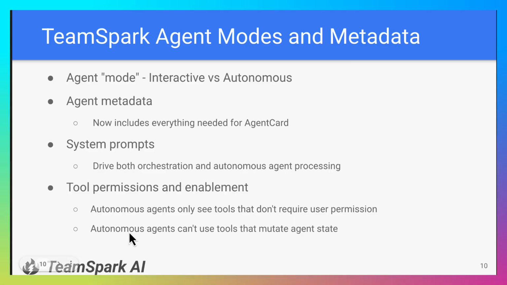And also, autonomous agents can't use tools that mutate agent state. The autonomous agents don't have any state. They don't have any chat session context, and they can't mutate the agent state, so they can't create rules and references or delete rules and references or things like that. So we built in fine granularity tool permission, so we can turn off those tools that mutate agent state, so they're not presented to the autonomous agents.